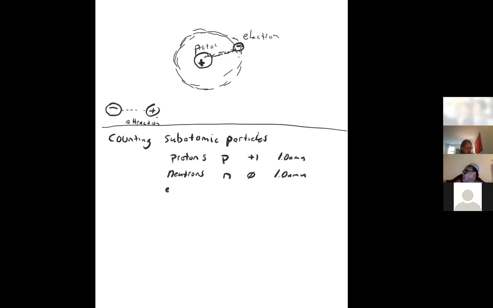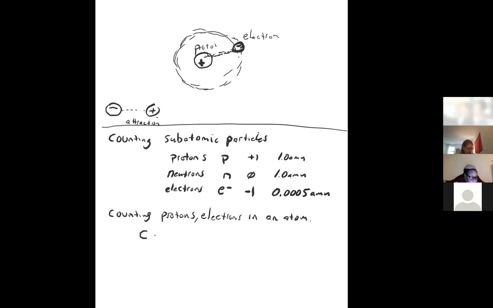Then you got the electron. All right, those are the ones out here. That's an E with a negative, and it has a charge of -1, and it's got a really, really small mass, 0.0005. Okay, so in this particular type of problem where you're counting all of these particles, protons, electrons in an atom, let's do this. Let's do the calcium. I'm just going to pick calcium.